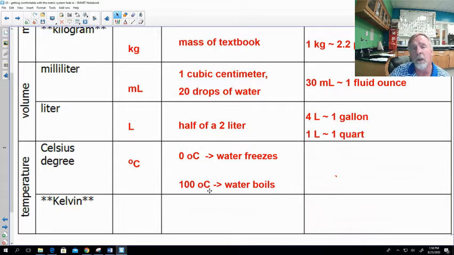Now this is nice, makes it convenient and easy for us to understand in using the metric system. 0 is when water freezes, and 100 is when water boils. It makes it very easy to do math and some conversions. Then you look at the English system and it's just a pain in the neck.